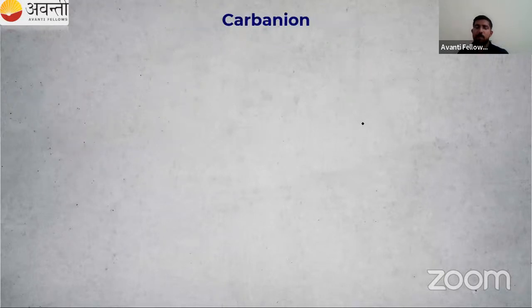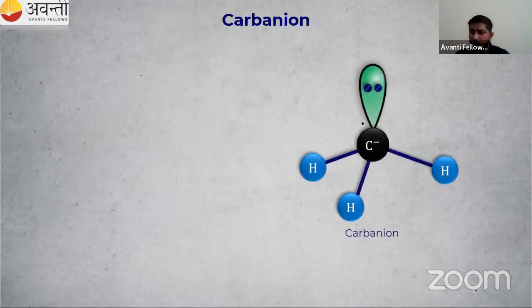Okay, fine. So next we have the carbanion. A carbanion means we have three bonds and a negative charge on carbon. This is the negative species, so it is taking all the electrons and a lone pair of electrons is present. So how to find the hybridization for the carbanion?